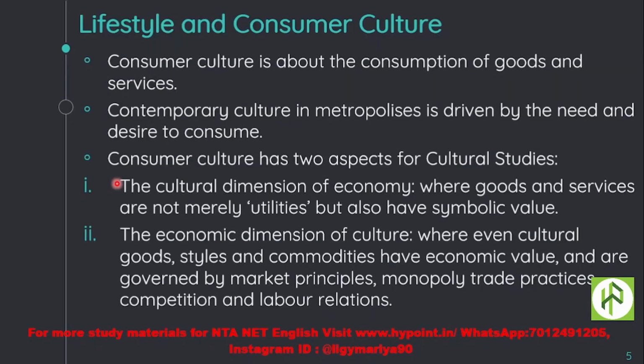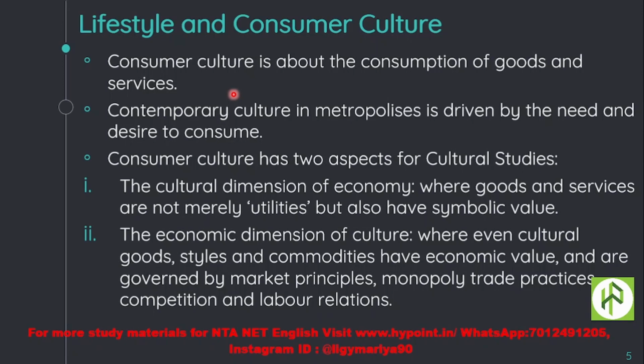Okay, now lifestyle and consumer culture. So how lifestyle and consumer culture are related, that's what we are going to look at now. Consumer culture is about the consumption of goods and services, that we know how certain things are produced, how people are consuming them, how certain products have their own identity, how identity is generated through cultural intermediaries.